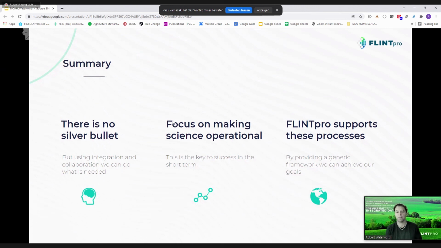But finally, flintpro is here to support these processes. It's not there to replace those products. It's there to actually take those products and then turn them into the usable information that we require. By having a generic framework like this, we can actually really achieve our goals. And that's the whole purpose of flintpro.